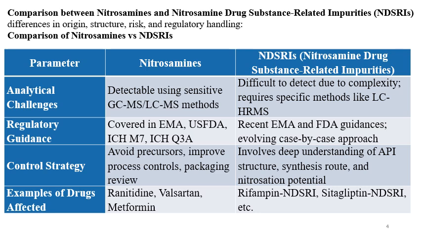The control strategy for nitrosamines is to avoid the precursors, improve the process controls and review packaging. While for NDSRIs, it involves a deep understanding of the API structure, synthetic route and the nitrosation potential. Examples of drugs with nitrosamine presence and NDSRI presence: ranitidine, valsartan and metformin are sensitive molecules for nitrosamines, while rifampin and sitagliptin are sensitive for NDSRI formation.